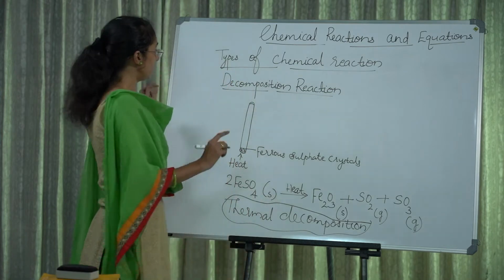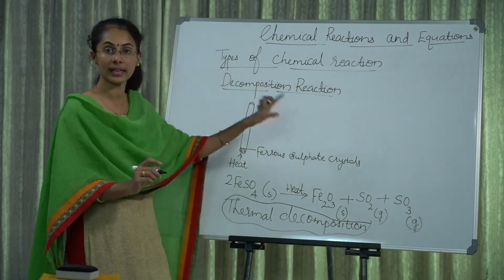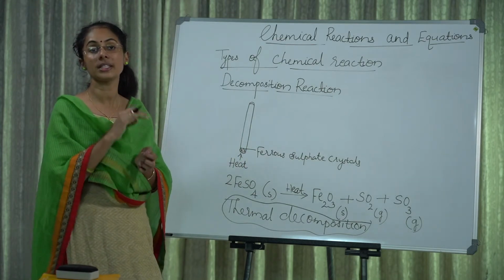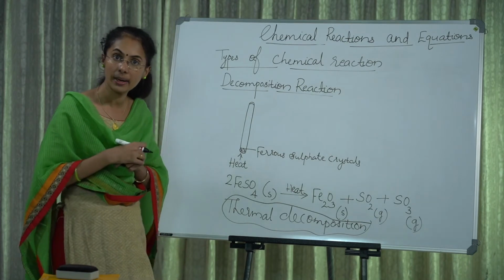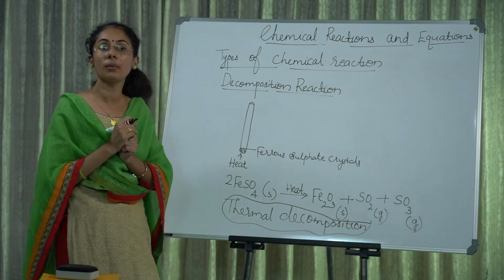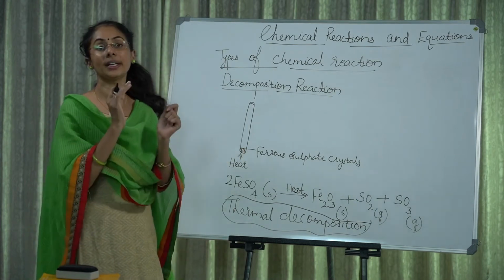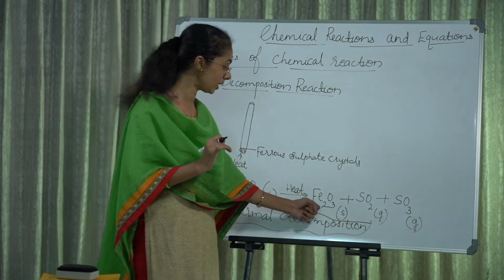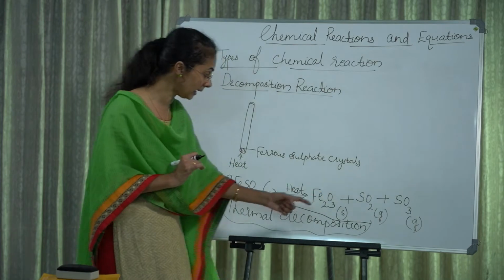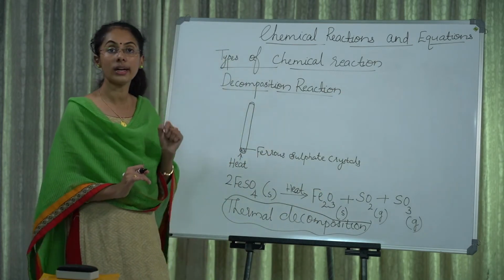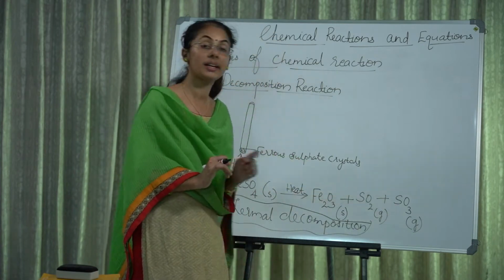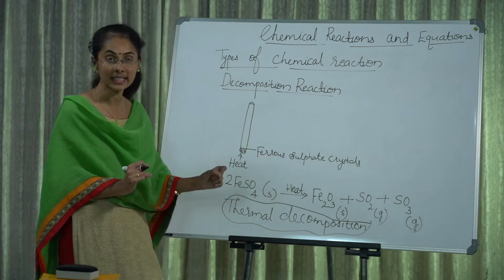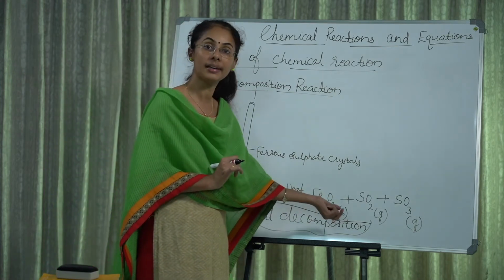Once more, for the decomposition reaction, take some ferrous sulfate crystals and heat them. What happened? The color of the ferrous sulfate crystals has changed. The reason is that the water molecules are removed from the ferrous sulfate. So the ferrous sulfate on heating forms ferric oxide plus SO2 plus SO3. Fe2O3 is in the solid state, and SO2 and SO3 are in the gaseous state. The reaction is held in the presence of heat, so that reaction is known as thermal decomposition.